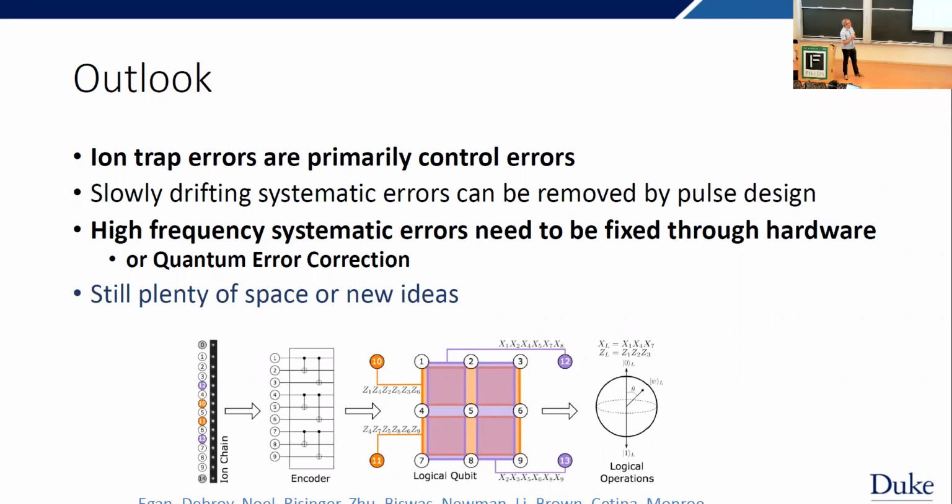These slowly drifting systematic errors we can remove by pulse design, but we find an interesting balance between how do we do the right characterization to get the control out? And we're looking forward to using some of these more advanced ideas for measuring filter functions and frames and this sort of thing. High frequency systematic errors, we have to eventually fix through hardware or quantum error correction. They're kind of good error models for quantum error correction.